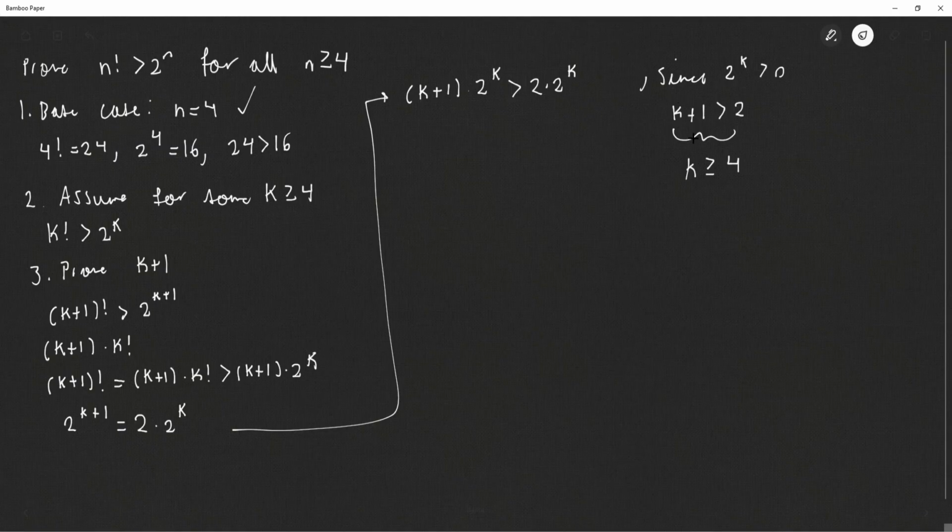And we can see that that would always be true, which means that our k plus 1 factorial is greater than our k plus 1 multiplied by 2 to the k, but that is greater than 2 to the k plus 1. And since this is true, because now we have k plus 1 factorial is greater than 2 to the k plus 1, and the base case is true, we know that is true for the entire question.